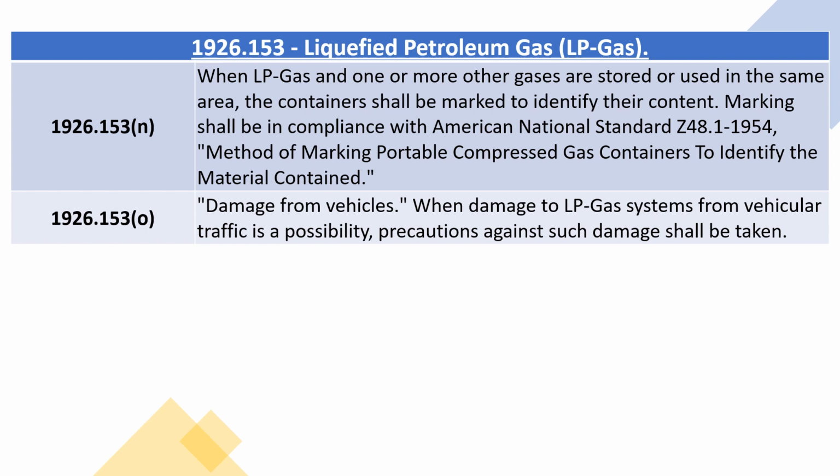1926.153(o) Damage from vehicles. When damage to LP gas systems from vehicular traffic is a possibility, precautions against such damage shall be taken.